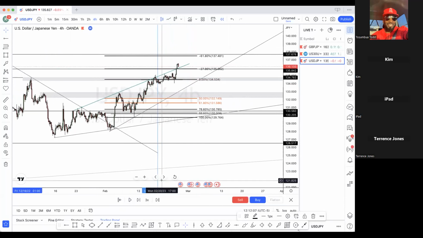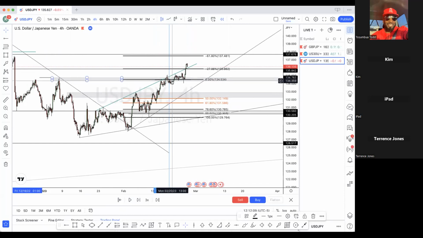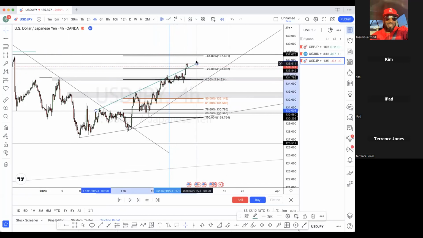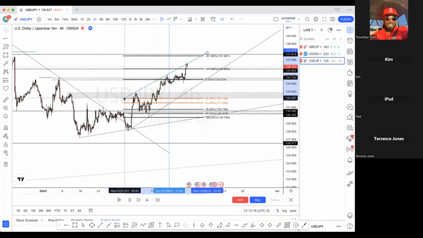And it's still going. So it never pulled back. So now I just move my trend line. This is my high. This is now my high. So maybe price will pull back into here.